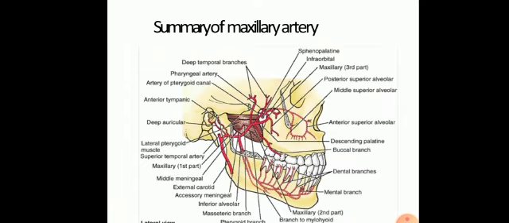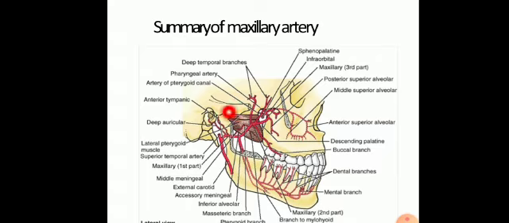This is a summary of the maxillary artery. Maxillary artery is one of two terminal branches of external carotid artery. It is divided in relation to the lateral pterygoid muscle into three parts. First part, which is located proximal to the muscle. Second part, which is located superficial to the muscle. Third part, which is located distal to the lateral pterygoid muscle.